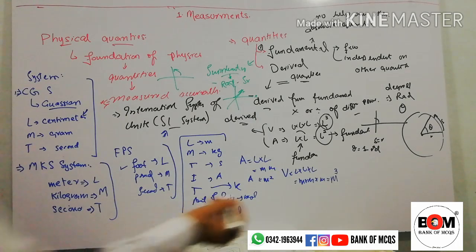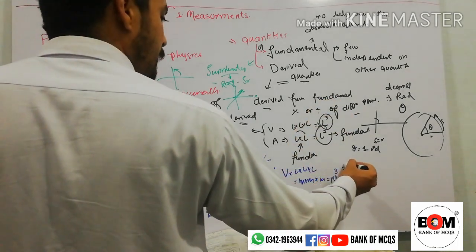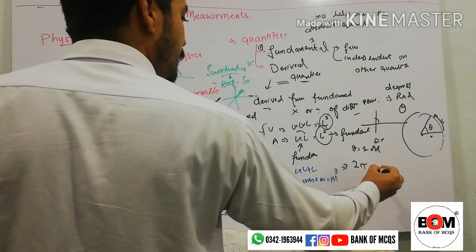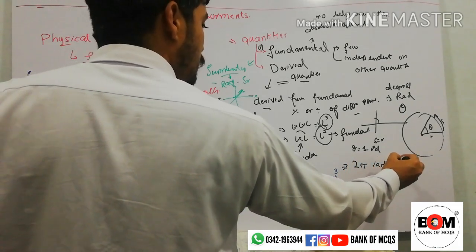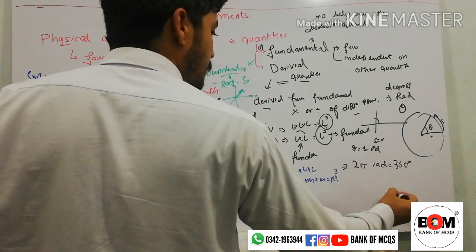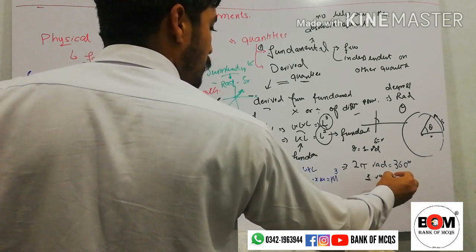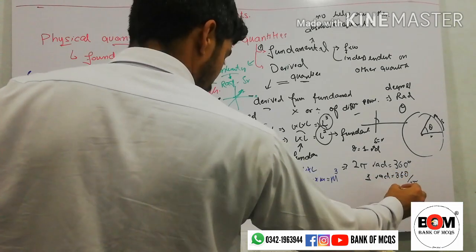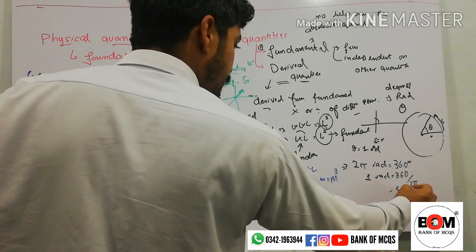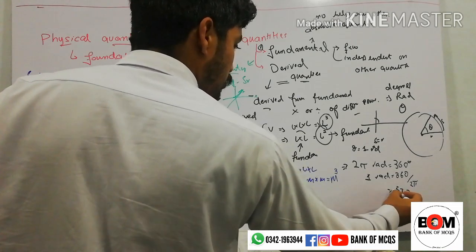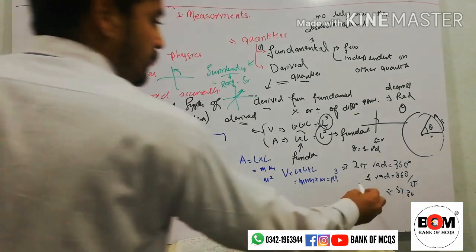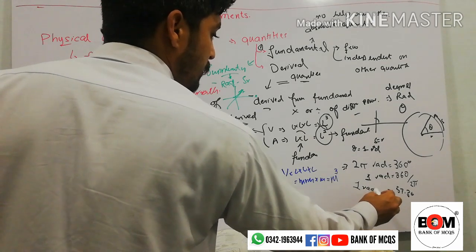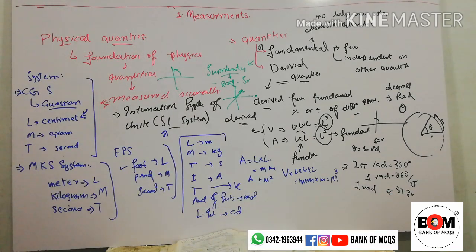Now we also know that in a full circle we have 2 pi radian, and we also know that it is equal to 360 degree. So 1 radian will be equal to 360 divided by 2 pi, and that is equal to 57.3 degree. So bear in mind this equation, that 1 radian is equal to 57.3 degree.